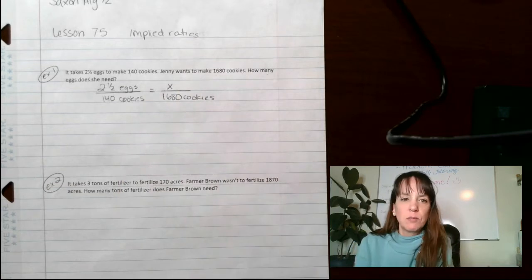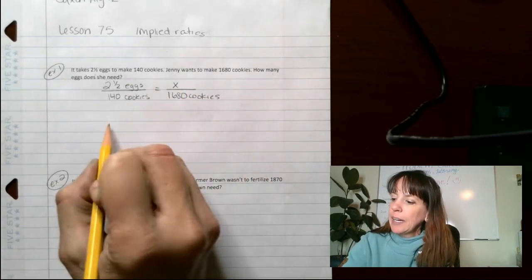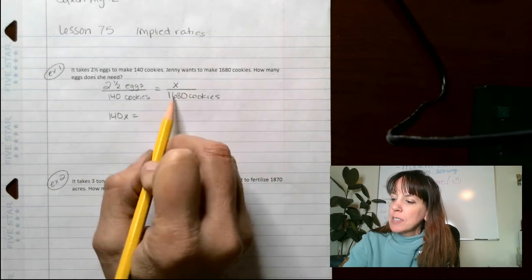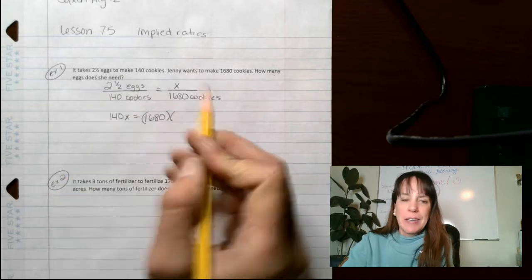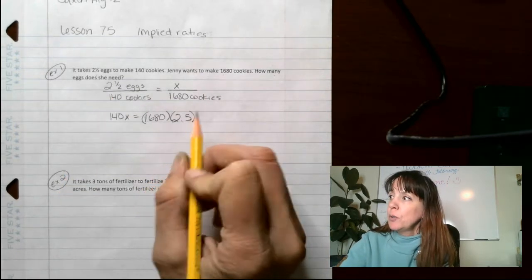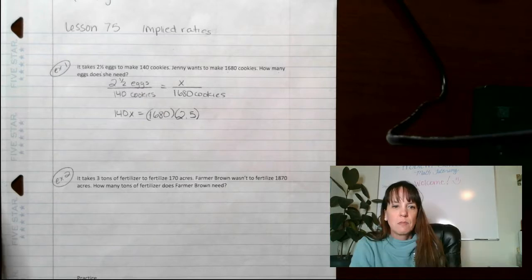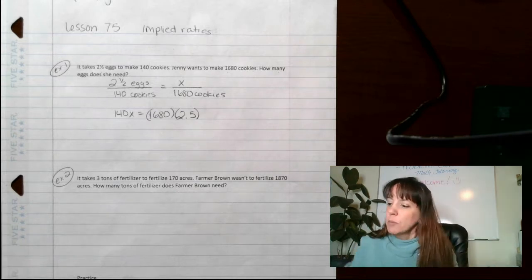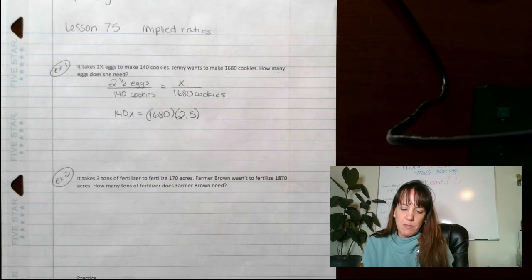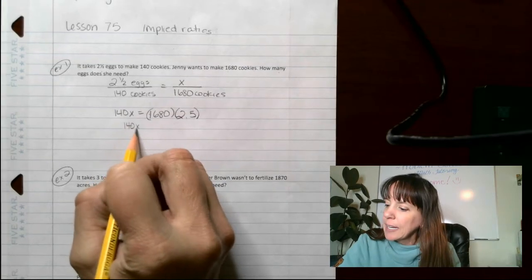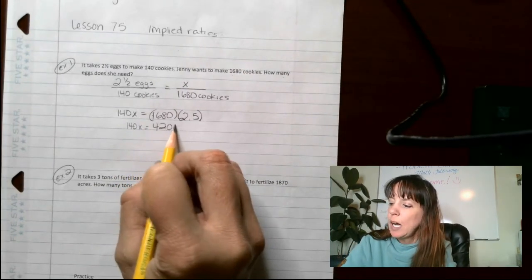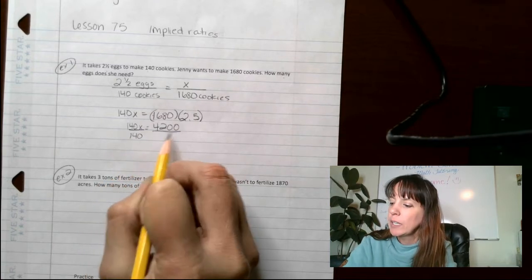How many eggs does she need? X means we don't know, right? So let's cross multiply. 140x equals 1680 times 2.5. I have to find my calculator. Let's try that again. 1680 times 2.5 gives us 4,200. So we have 140x equals 4,200. We divide both sides by 140.